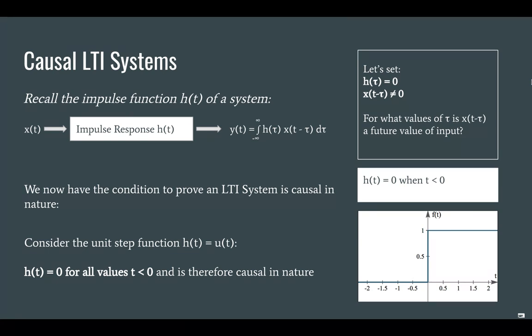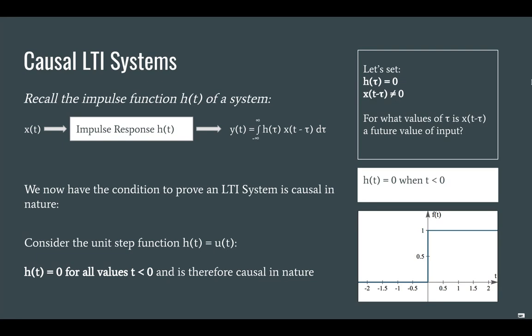Well, if you plug in a negative number, it's easy to see that the input x of t is actually a future value of input. Therefore, it is non-causal. However, if tau is a positive number, then x can either be a present or past value of input. Therefore, our system is causal, satisfying our initial guess that y of t is causal. This leads us to the really important condition to prove that an LTI system is causal in nature. h of t must be equal to 0 when t is less than 0.